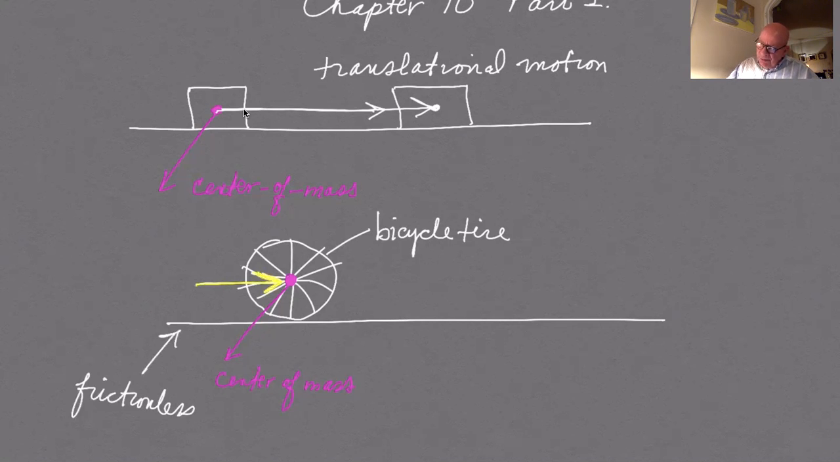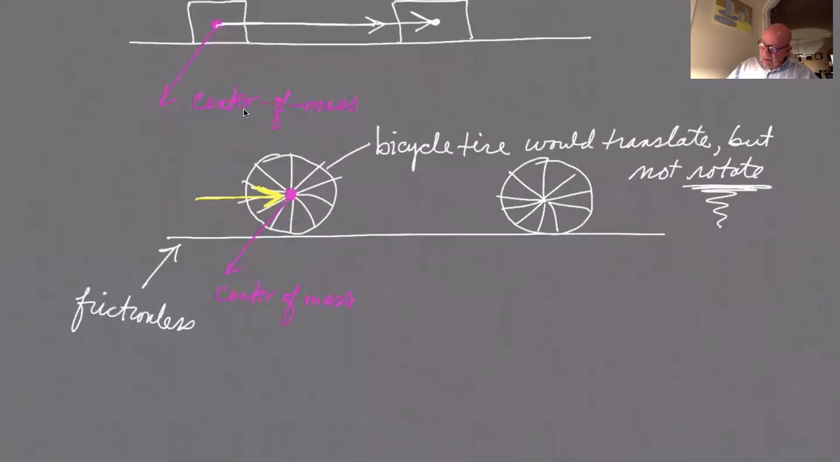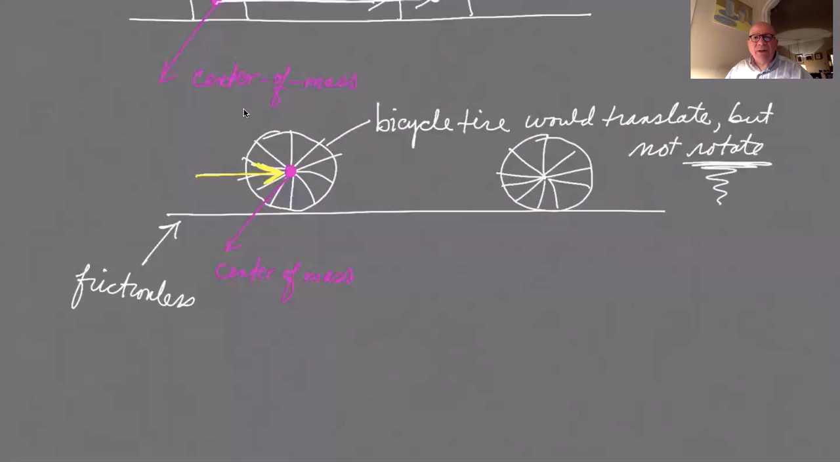then this object would translate, right? It would slip along the surface. It would not rotate, right? So this bicycle tire would translate, but not rotate. Okay, because you're going to see that in order to have rotation on this surface, we're going to have friction. So if this is a frictionless surface, then this object will not rotate.